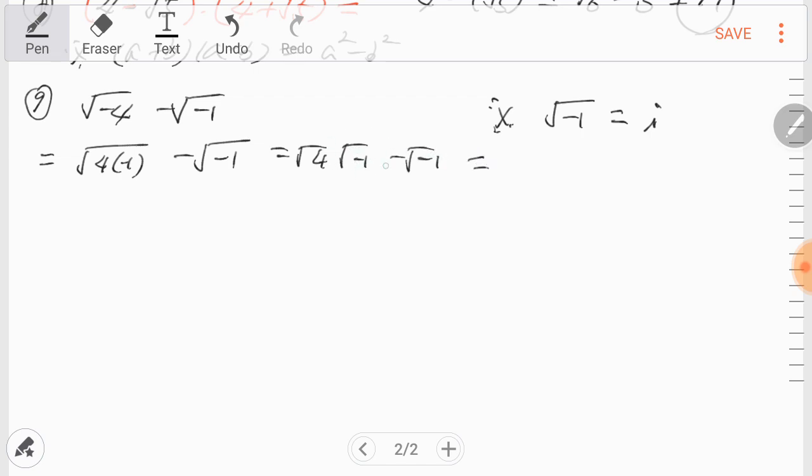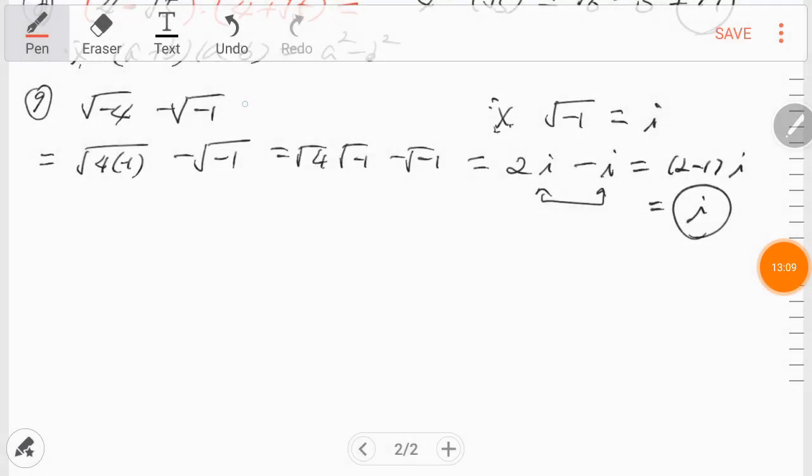Then square root of negative 1 is what? i. And square root of 4 is 2. So 2i minus i. Then combine these two. That is 2 minus 1 times i, which is equal to just i. Or you can do it this way. Square root of 4 is 2, and square root of negative 1 is i, and then minus square root of negative 1, which is just i. So this is equal to 2 minus 1, which is just i.